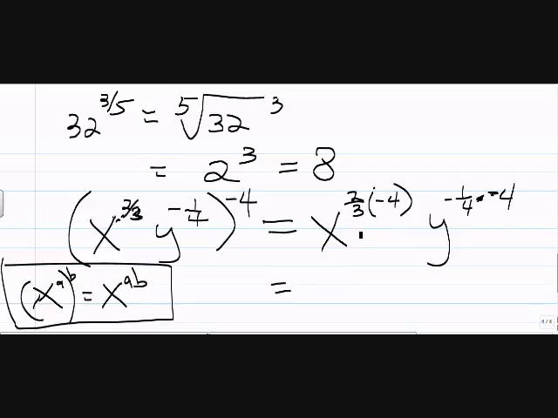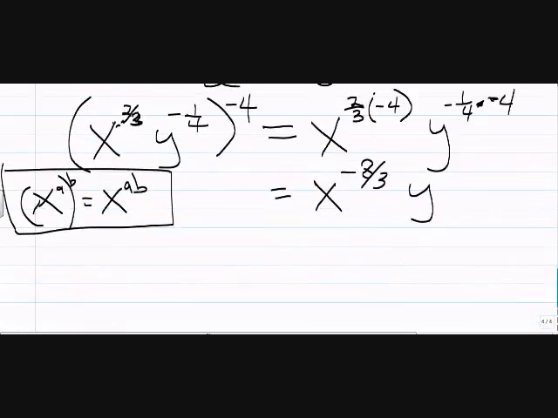Okay. X to the 2/3 times negative 4 is x to the 2 times negative 4, negative 8/3. What's y to the negative 1/4 times negative 4? That's 1. So that's just y. So the only part I've got to clean up here is the x to the negative 8/3. So that is 1 over x to the positive 8/3. All of that times y.